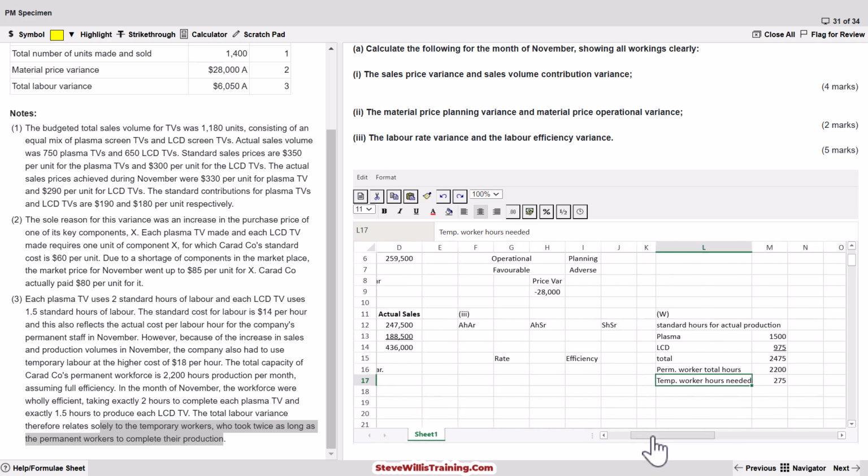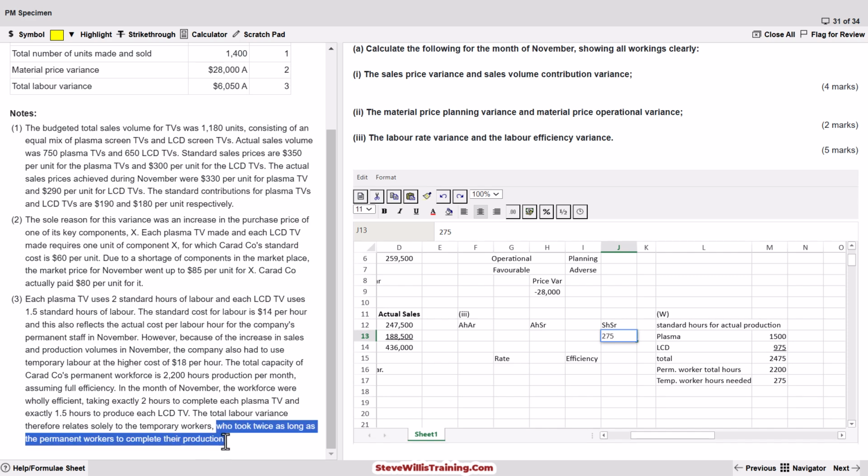Right, so we're back here in our template, and we know the standard hours, 275, okay? And what did they tell us here? The temporary workers took twice as long as the permanent workers to do their work, right? So they should take 275. They actually took double, 550. So I'll skip the formula there. I'll just use mental math, and I'll put a 550 there. If you want to do it in the formula with the times 2, go right ahead.